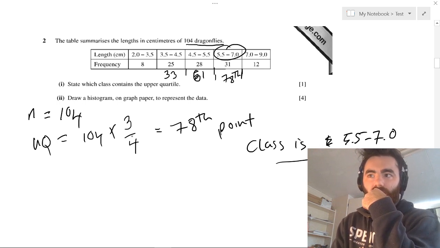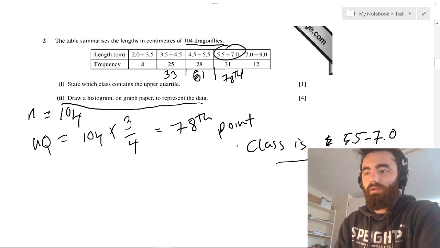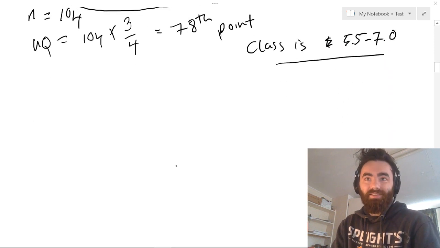Next: draw a histogram on graph paper. Yeah, I'm not going to do that one. You can do that. It's not too bad. You just need to learn how to draw a histogram. I can't really be bothered, to be honest.